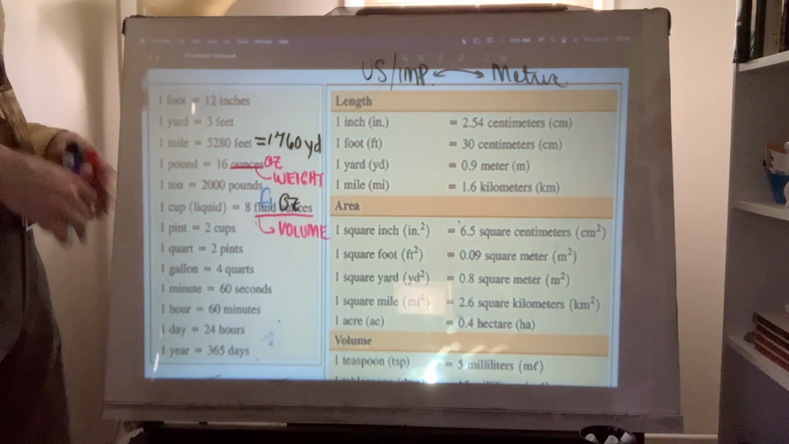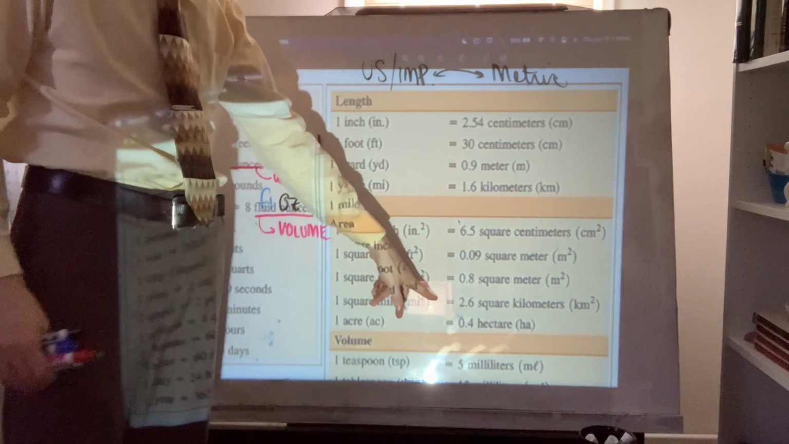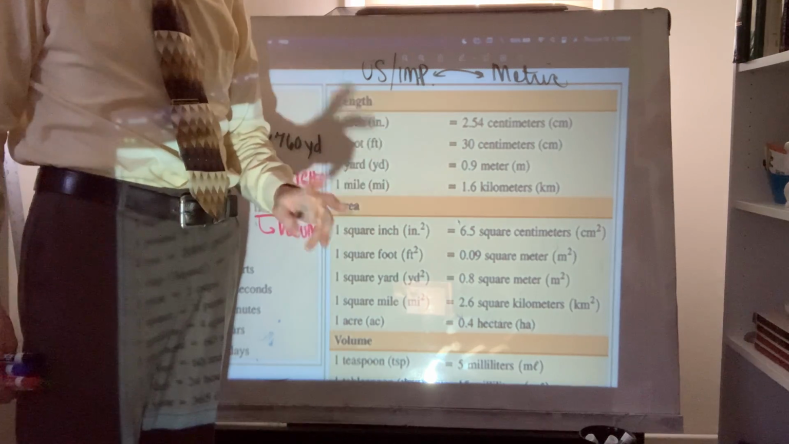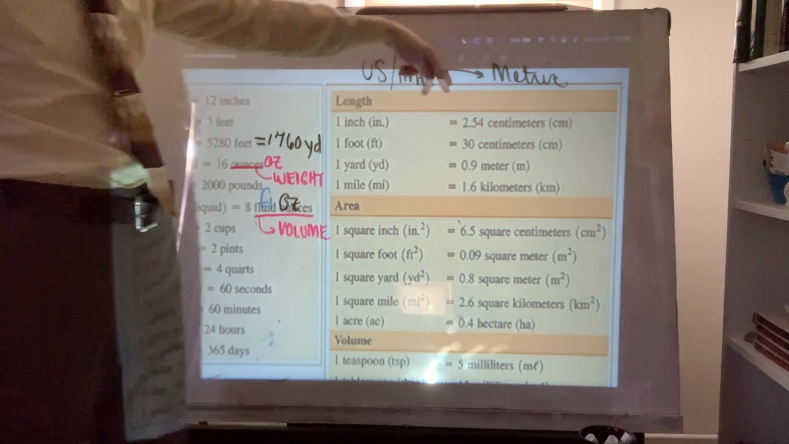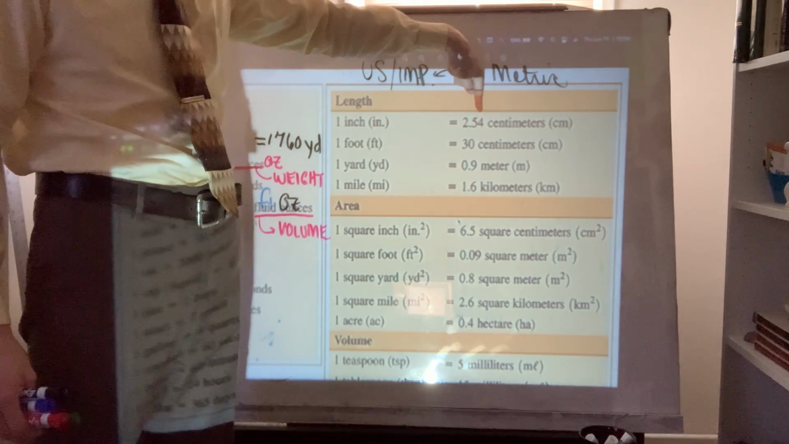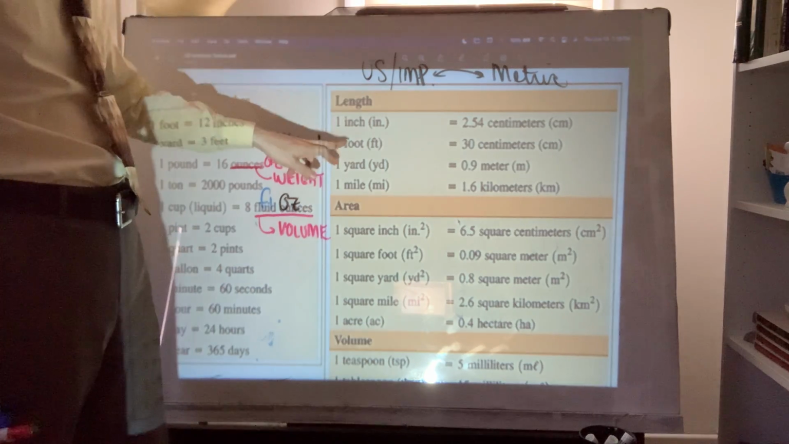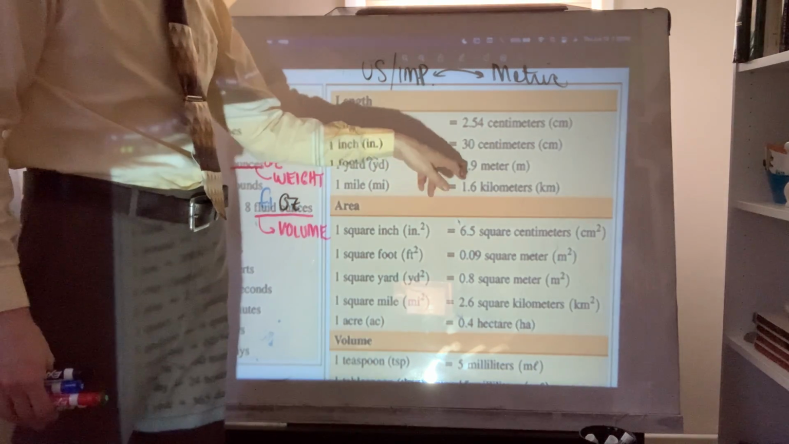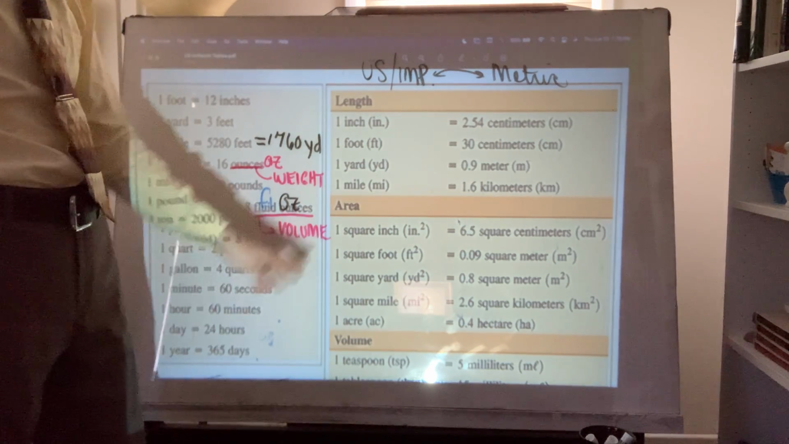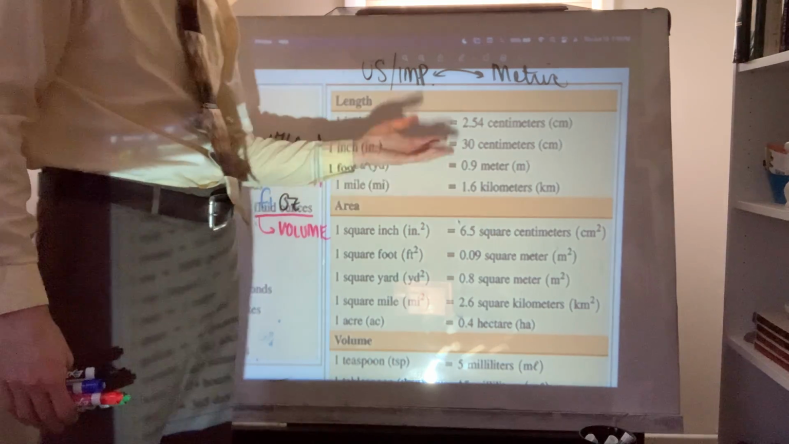And as you can see, a lot of these are not nice round numbers, they're decimals, and that really implies they've been rounded. 1 inch is really about 2.54 centimeters. All right, 1 foot is about 30 centimeters. 1 yard is about 0.9 meters. All right, 1 mile is about 1.6 kilometers, and so forth.